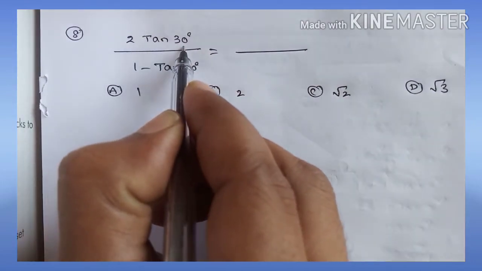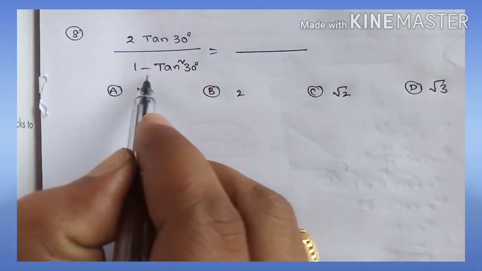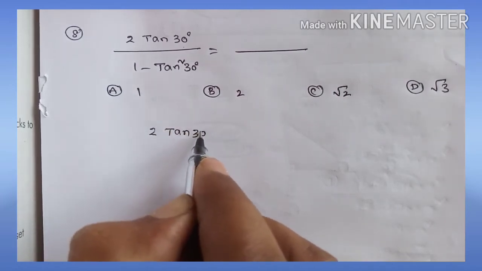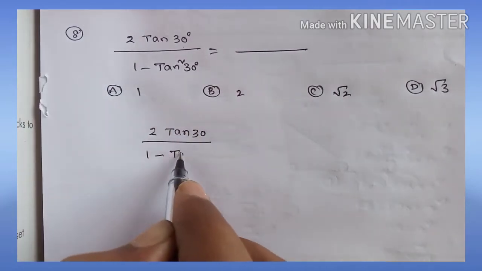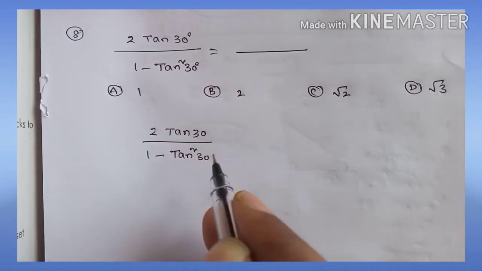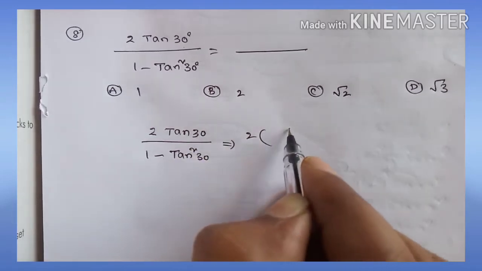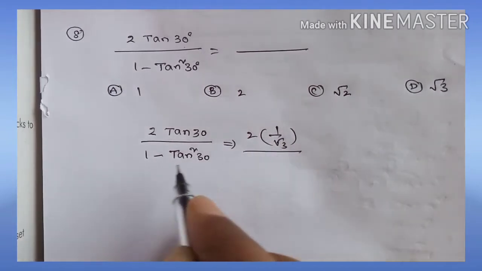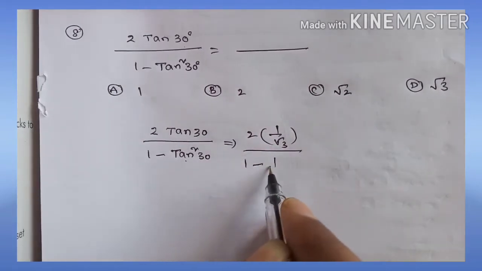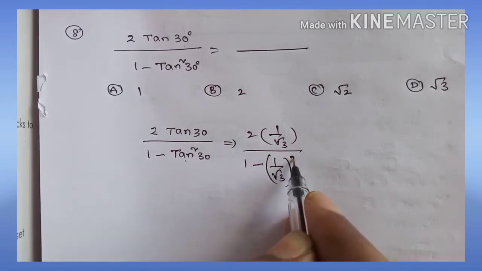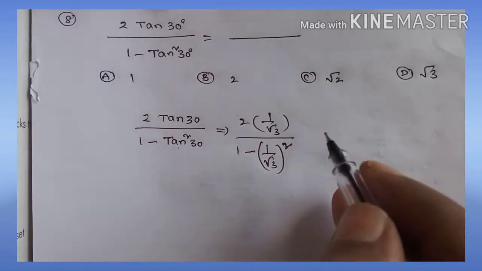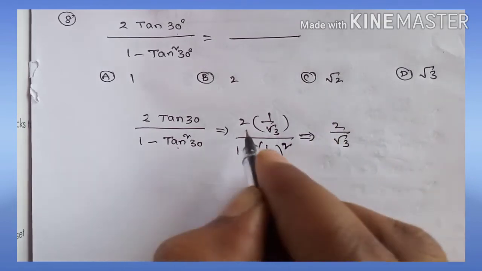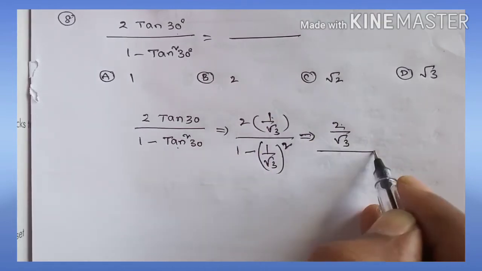2 tan 30 by 1 minus tan square 30. 2 into tan 30 by 1 minus tan square 30. Then 2 into tan 30 value 1 by root 3, by 1 minus tan square 30, 1 minus 1 by root 3 whole square. Let's simplify it. 2 into 1 by root 3. So 2 ones are 2 by root 3.